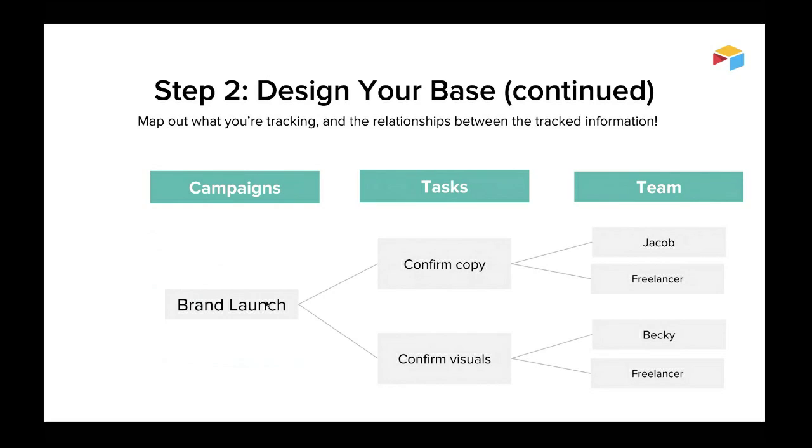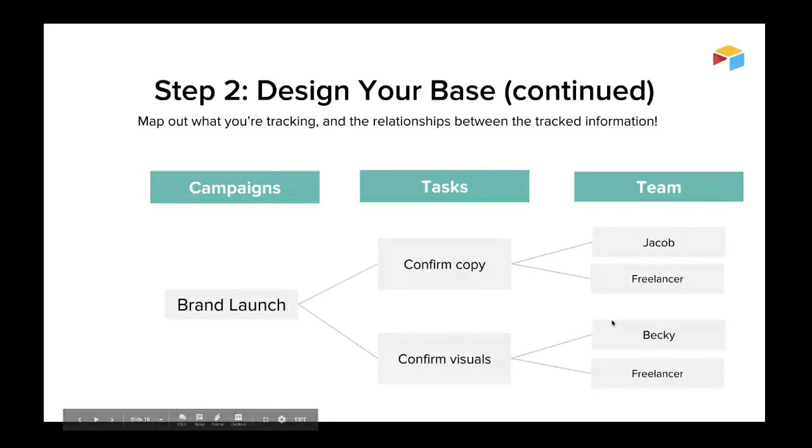So in this case, our campaign for the brand launch for TableAir will be associated with 2 tasks, including confirming copy and confirming visuals. And I'm sure there are a lot more tasks, but we'll just focus on these 2 for now. And for each one of these tasks, there will be 2 team members working on it. So there will be Jacob, as well as a freelancer, and myself, as well as another freelancer.